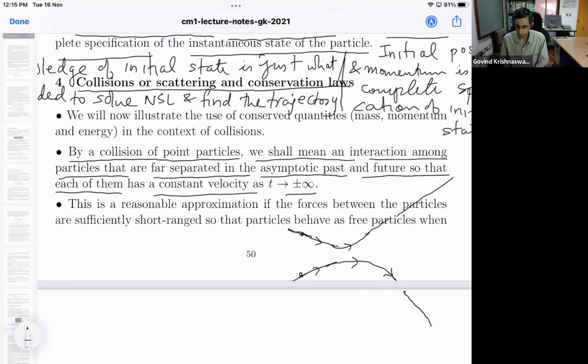Yeah, I mean, billiard balls would also work. In that case, they would actually come into contact. They are not point particles, but that's okay.